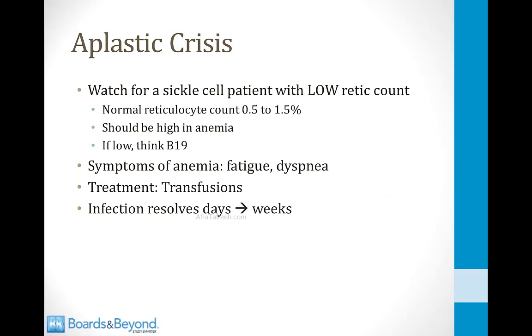After all, many sickle cell patients are anemic, so how do you know if it's from this virus? Well, what you want to do is watch for a sickle cell patient with a low reticulocyte count. A normal retic count is about 1% or so, and it should be very high in patients who are anemic. If it's low, you have to think of a B19 infection.